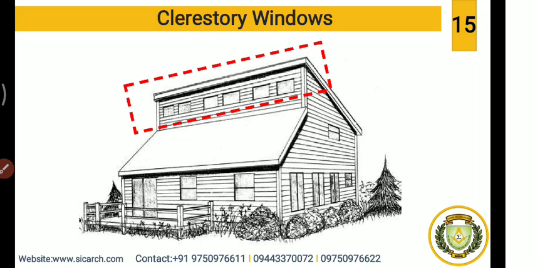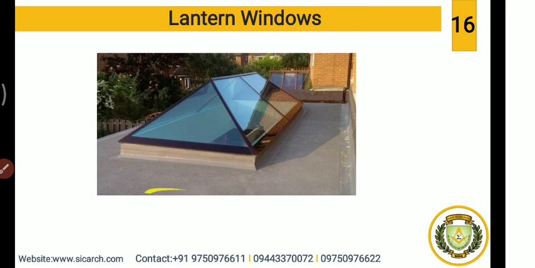Next is the clear story window. Clear story windows are kept just above the lintel level. Here these are the clear story windows. These are the other types of windows. Next is the lantern window. A lantern window is an opening given to a horizontal roof surface. Here some glass-like projection is given.